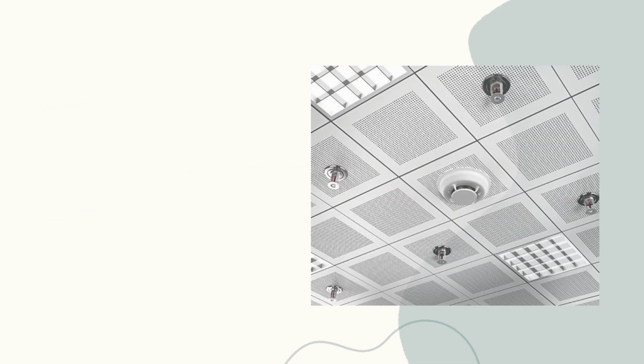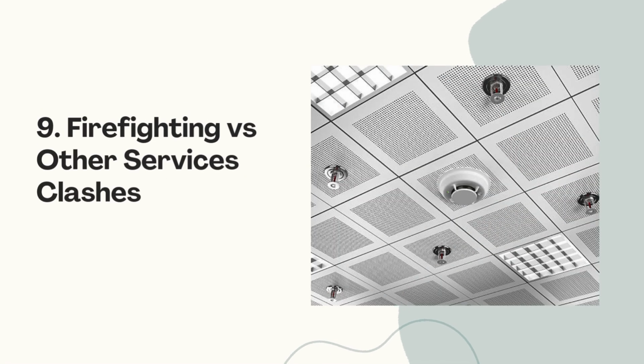The ninth point is firefighting versus other service clashes. Sprinkler pipes often clash with the ducts or lights. This is a common issue in false ceiling areas. What to do then? Firefighting routing should be a part of the same coordination model. Plan sprinkler head positions, considering ceiling layout and lighting.